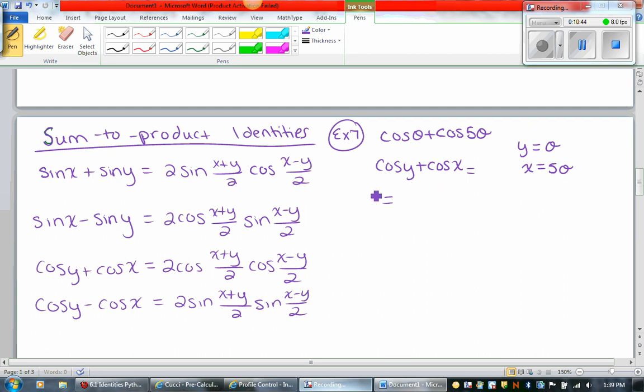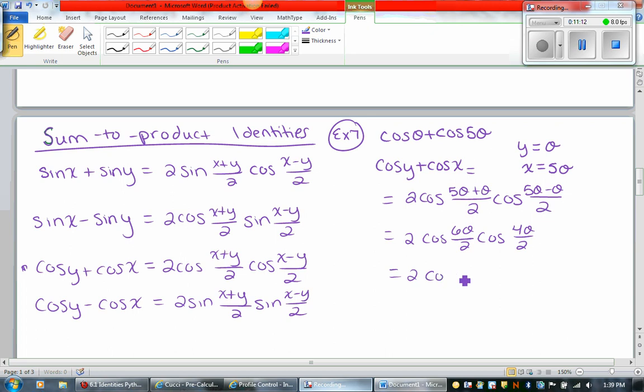So cosine of y plus cosine of x is right here. So this becomes 2 cosine of 5 theta plus theta over 2, cosine of 5 theta minus theta over 2. Or 2 cosine 6 theta over 2, cosine of 4 theta over 2. Which reduces to 2 cosine 3 theta, cosine 2 theta. And that's your identity.